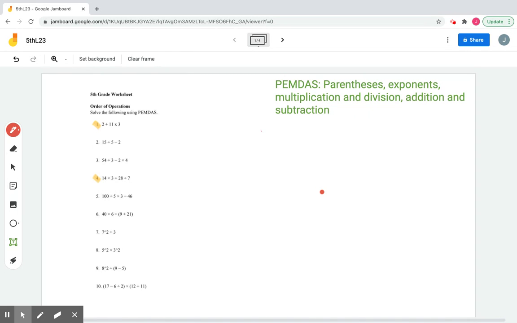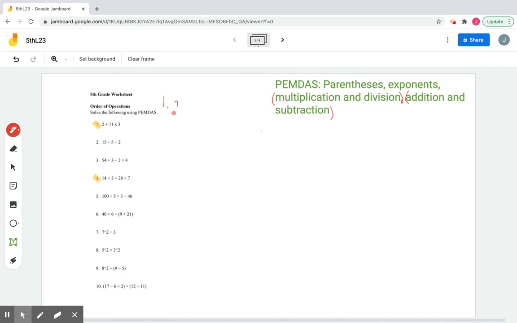Before we start, the most important thing you have to remember is PEMDAS. PEMDAS stands for parentheses, exponents, multiplication and division, addition and subtraction. Multiplication and division is like one thing, and addition and subtraction is one thing. This is the order that you have to follow. When we solve these kinds of problems, you solve parentheses first, then exponents, then multiplication and division, and then addition and subtraction. We're gonna do some examples so you can understand.